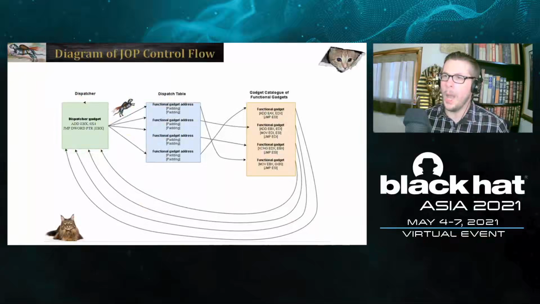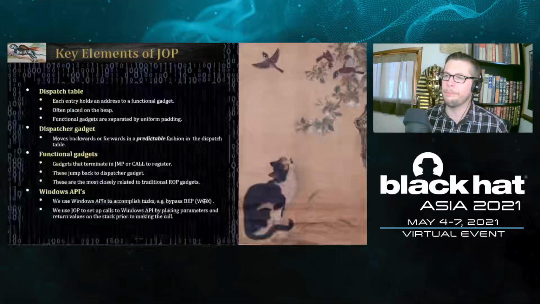So let's see JOP control flow in action. We have a dispatcher, and that will take us to a dispatch table, which contains addresses for functional gadgets, and those go back to the dispatcher. Okay, so the dispatcher goes to an address, dereferences it, does the move EBX, and then right on back to the dispatcher. We advance forward 4 to our next address, dereference, do that, and then back to the dispatcher. And then this just simply repeats for however many gadgets that we have.